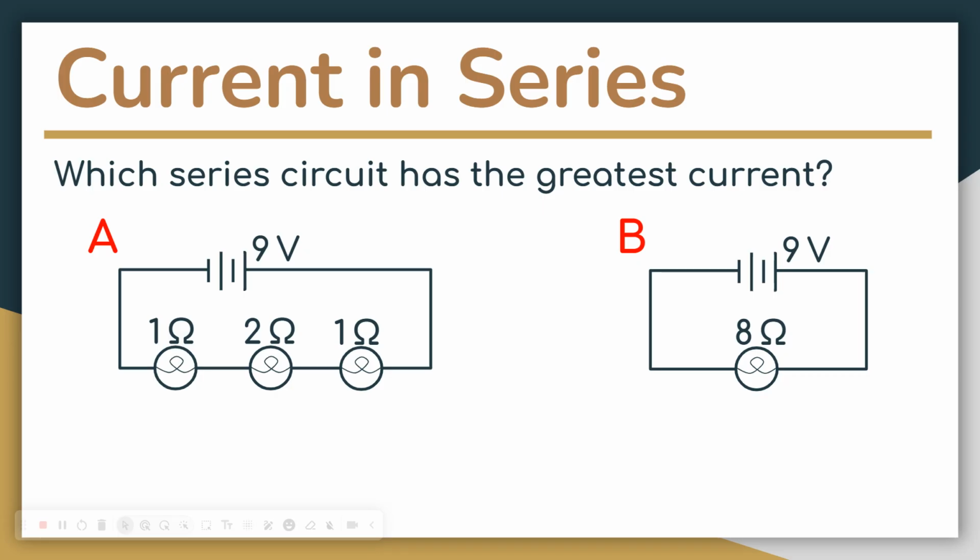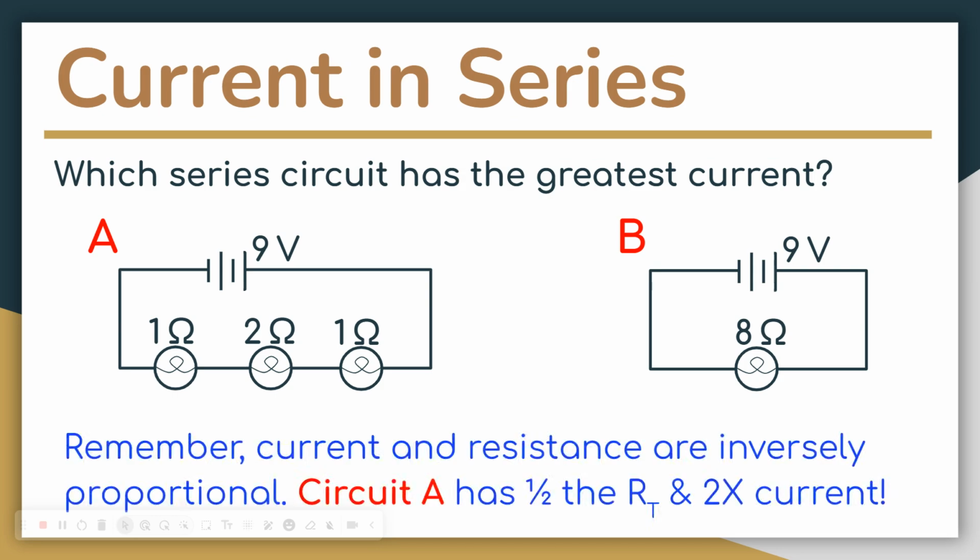And so if I look at these, B I already know. I already know the total resistance of B is 8. But A, I add those up. 1 plus 2 plus 1 is 4 ohms. And so circuit A has half the resistance and thus would have twice the current. Again, resistance and current are inversely proportional.